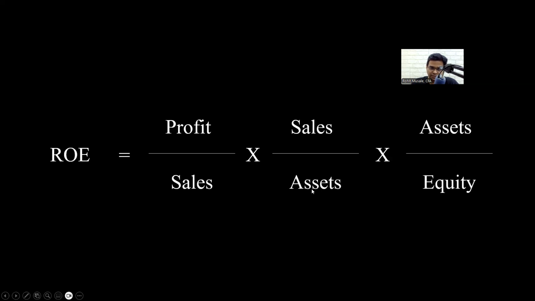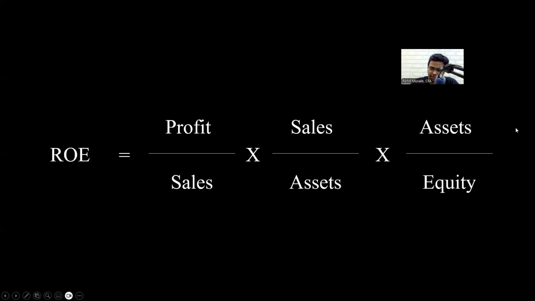Sales divided by asset, this is called asset turnover. So this is asset efficiency. This is operational efficiency. This is asset efficiency. So if I have assets of $100 million and my sales are $200 million in that particular year, so the asset turnover is two times. I am generating two times the sales compared to my assets. So the higher the turnover, the better it is.